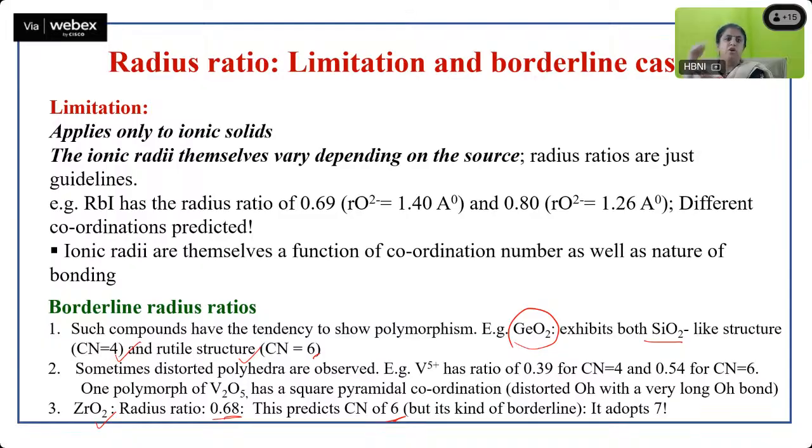So 8 and 6. If you calculate the ionic radii from this structure, it will be larger as compared to this one, where it will be smaller. So ionic radii themselves depend on the coordination number. It's kind of a chicken and egg situation sometimes. And as I said, the most important exception comes when you have a borderline radius ratio, because then there is a possibility of adopting more than one coordination number as per the radius ratio rule.